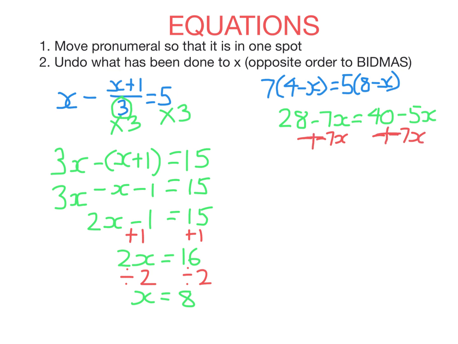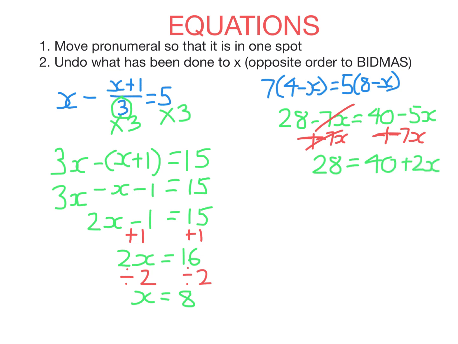If I add 7x to this side, it will get rid of it. But what you do to one side, you must do to the other. So negative 7x plus 7x is just 0. I'm left with 28 on the left-hand side. Now remember, I can only add or subtract like terms. So I can't add 40 and 7x, but I can add negative 5x plus 7x. So I'm going to leave the 40 alone. Negative 5x plus 7x is 2x.